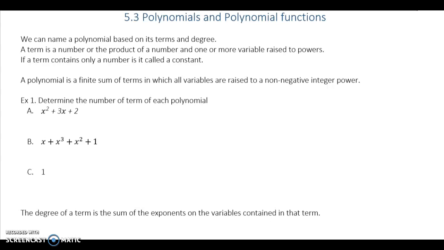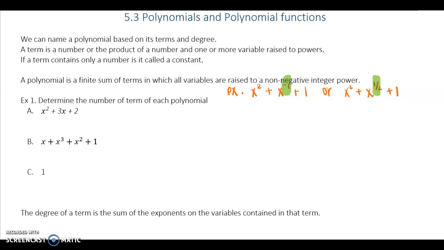So just an example of something that is not a polynomial would be something like x squared plus x to the negative 1 plus 1, or x squared plus x to the 1/2 plus 1. Because this is a negative 1 and this is a fraction, those would not be polynomials.